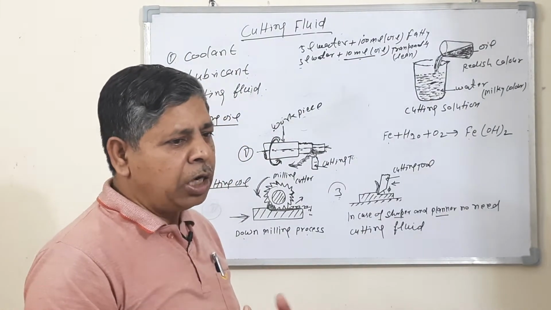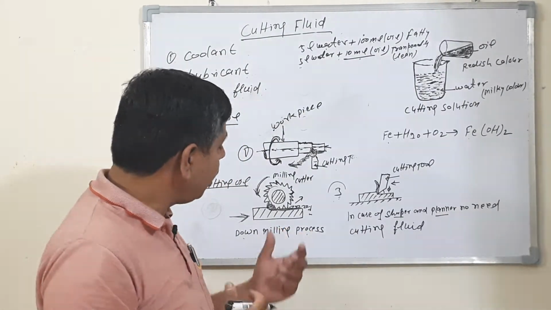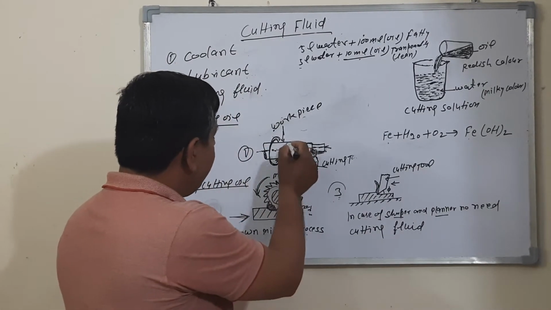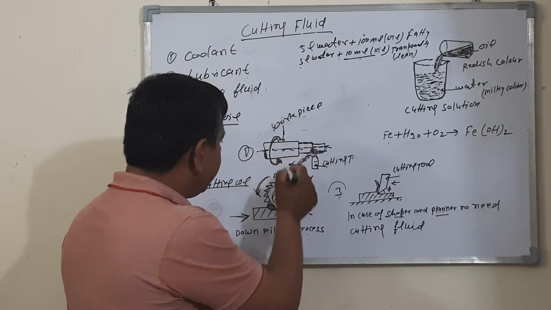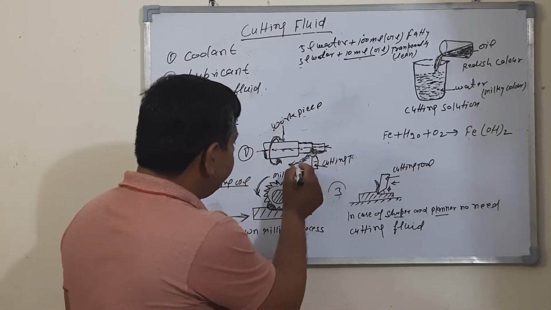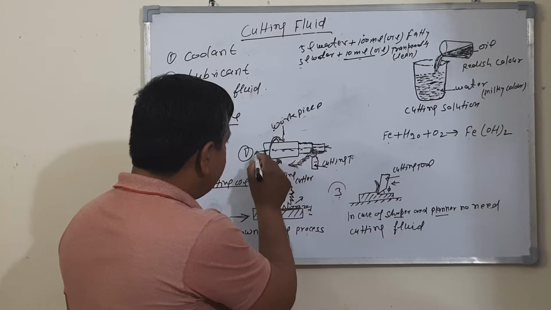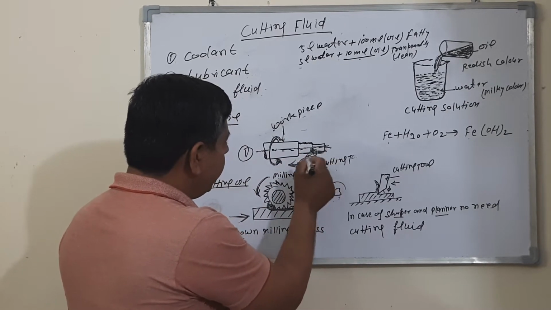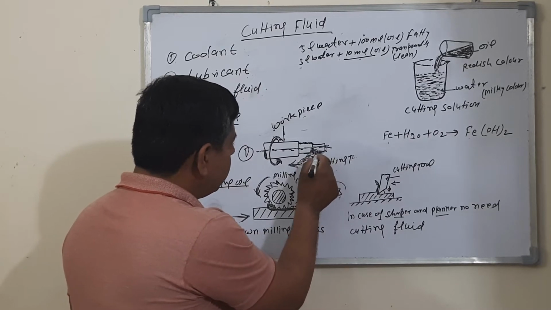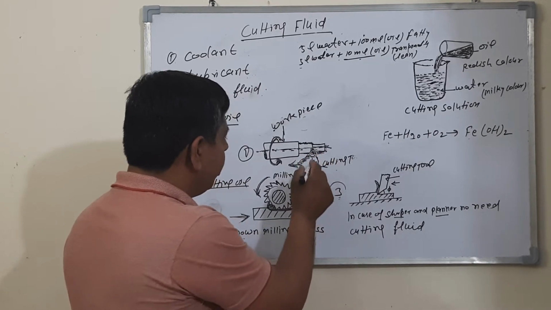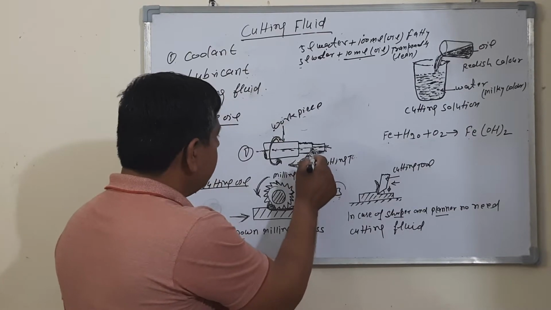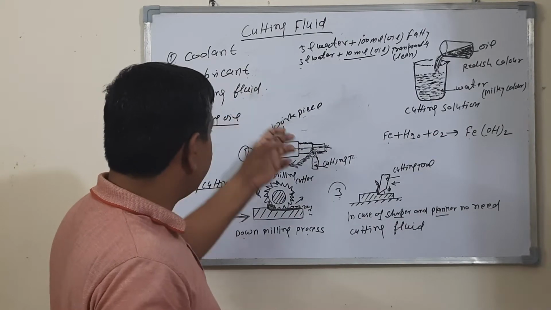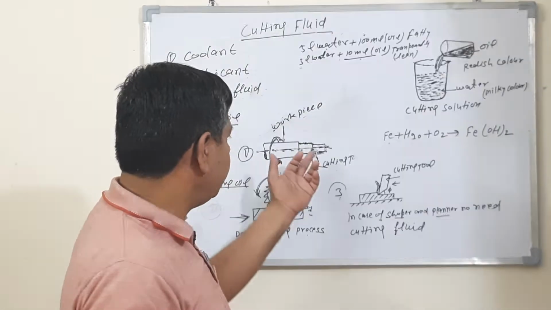Cutting fluids are used in different applications. Number one: the workpiece is moving at a certain speed, and the tool moves in a transverse plane parallel to the axis of the workpiece. Metal is removed with the help of the cutting tool. On this surface, heat is produced by the cutting tool. The heat is removed by the cutting fluid, and we get a good finish on the workpiece.